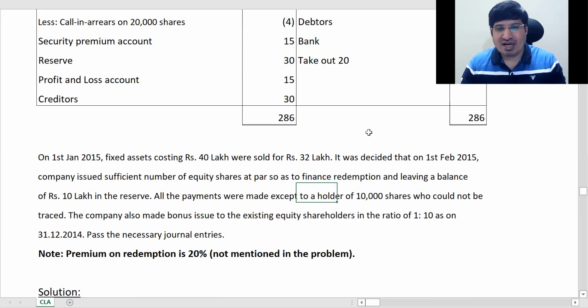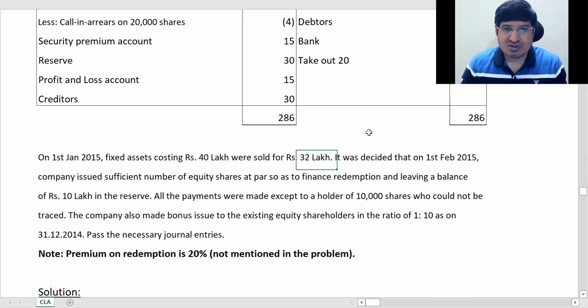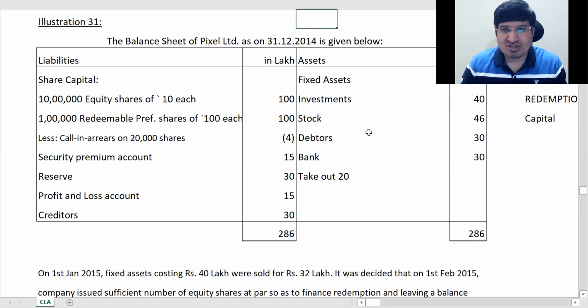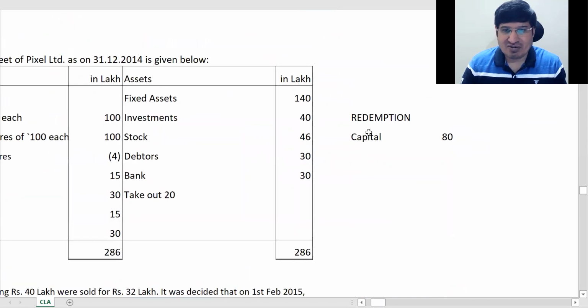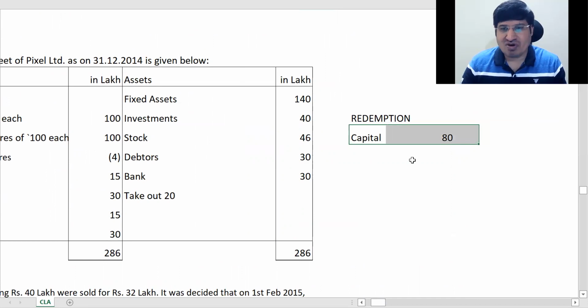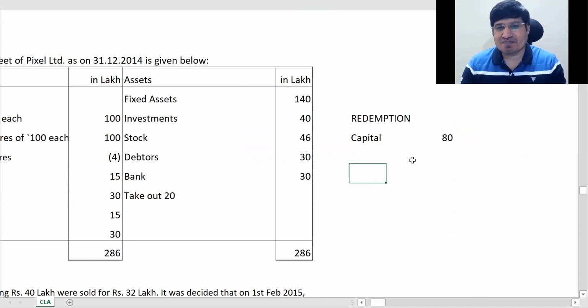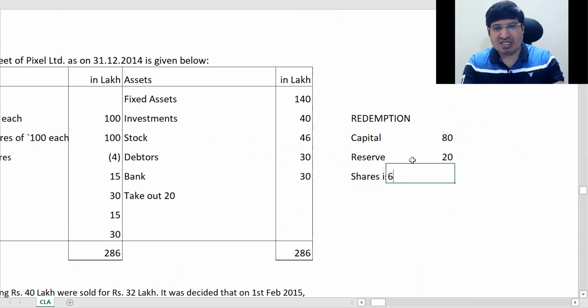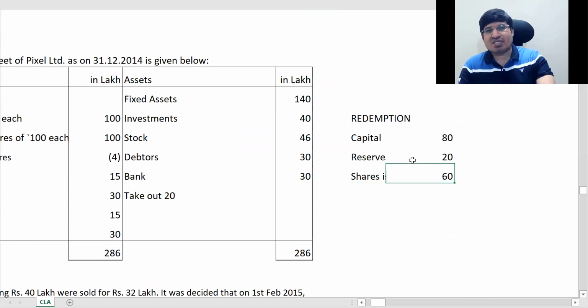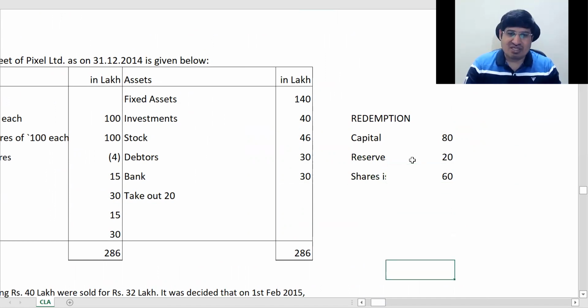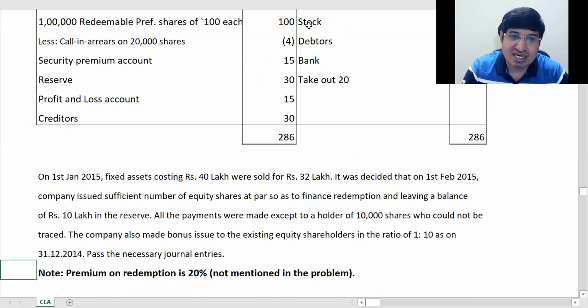Then how much was the capital part we had written here? This one. 80 is what we needed for capital. And out of reserves, you are using 20. So then shares issued will be how much? 60 at par. Correct? 60 shares you will need. So that is the meaning of this sentence. Let us read it again.